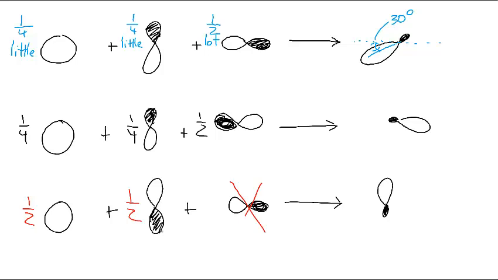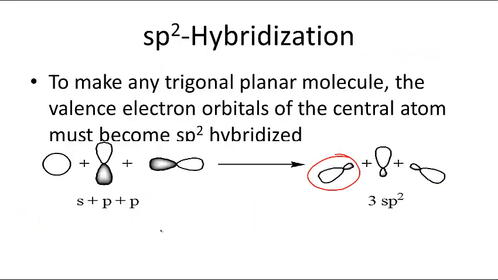So this whole mathematical thing is just taking bits and pieces of the orbitals that we're combining and putting them together in a new way to give us orbitals with shapes that we want. So that's how to do sp2 hybridization. And we do that for anything that's trigonal planar.